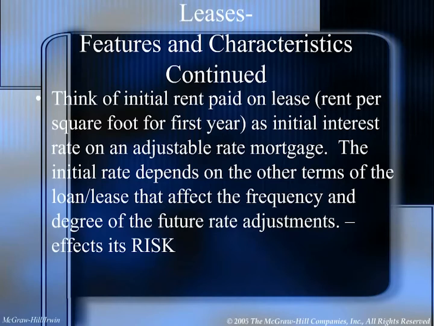So this slide summarizes what I've already mentioned here. Think of the initial rate as the initial interest rate on an adjustable mortgage, and then the initial rate depends on the other terms. If you're the owner giving more risk to the tenant, then you're going to have to offer a lower effective rent. We'll see how to calculate that. If you're maintaining some of the risk, then you can offer a higher rent. Same kind of thing.